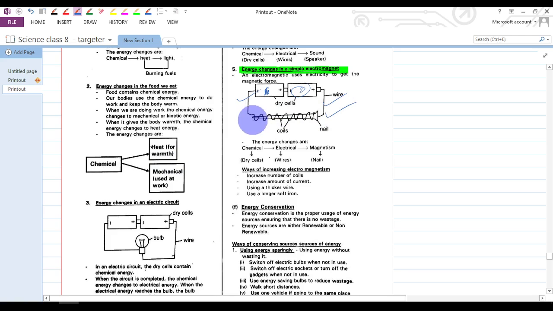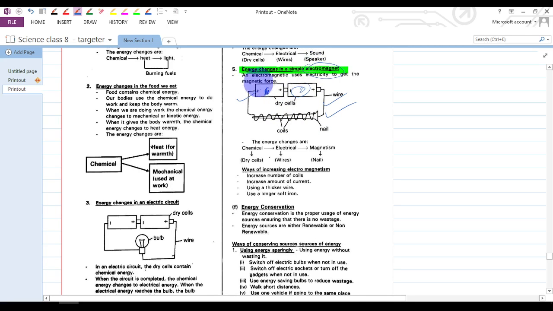Also, we have wires around the material that you want to make a magnet, called coils. And remember that in dry cells we have two types of terminals. We have the positive terminal and the negative terminal. Now when this circuit is complete or switched on, eventually the nail will become magnetized, and that is when we talk about making a magnet from electricity. We get the word electromagnet.